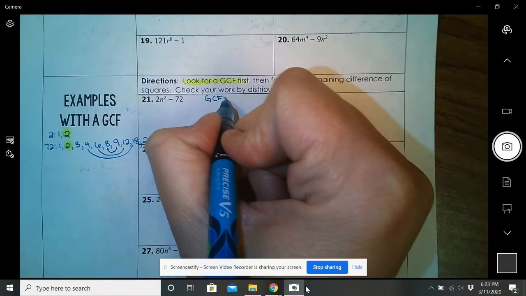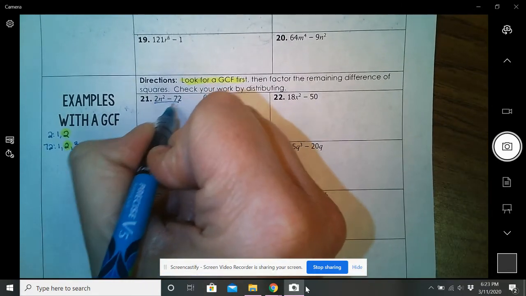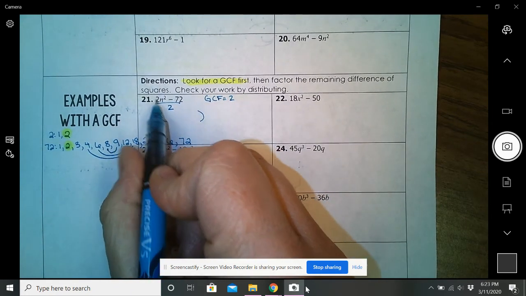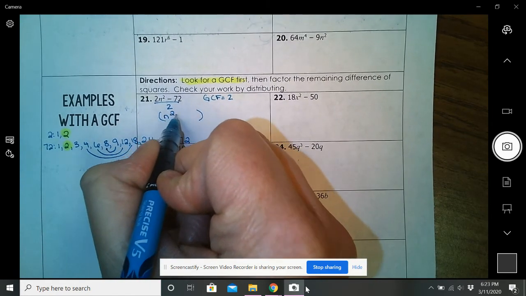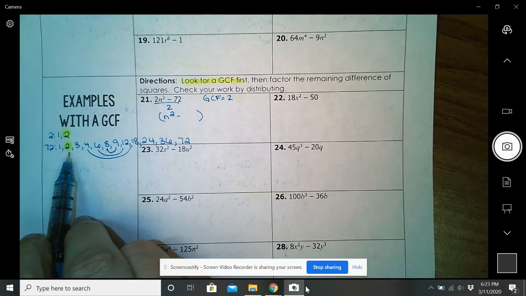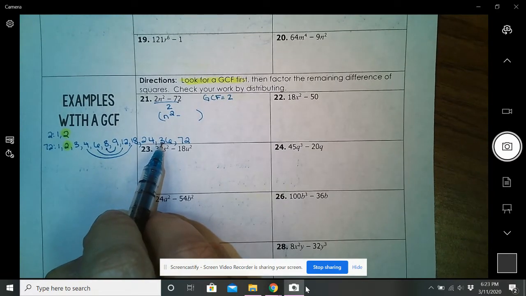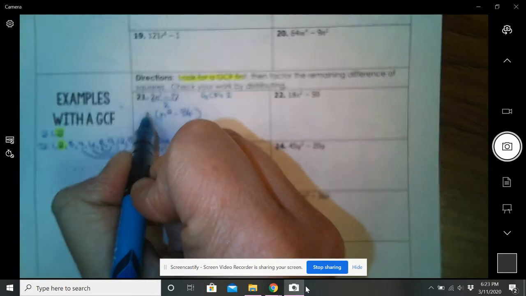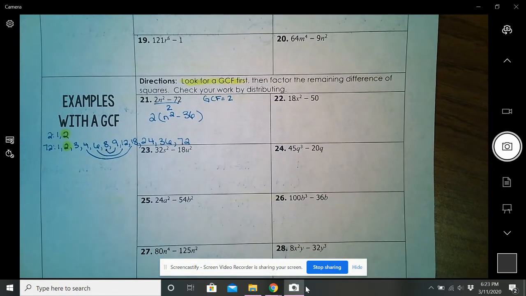So I'm going to divide everything by 2. That would leave me with 1 on the n squared, and 2 times 36 is 72, so that will leave me with 36 here. Don't forget to put that GCF out front because that's reverse distributing there.